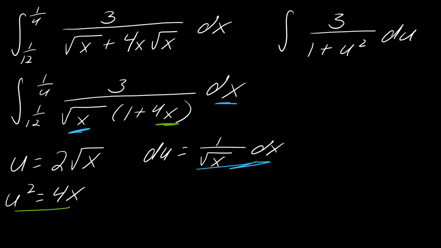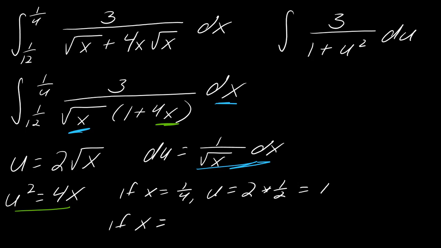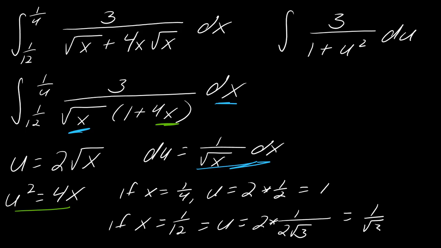Now I also want to sub out my limits of integration. So if x equals 1/4, then u will equal 2 times 1 over 2, so that'll equal 1. And if x equals 1 over 12, then u will equal 2 times 1 over 2 square root of 3, so this will equal 1 over the square root of 3.